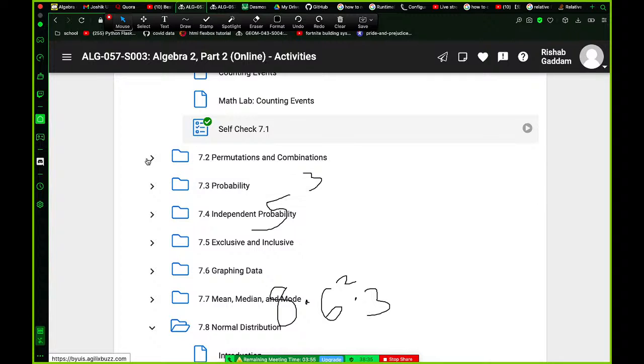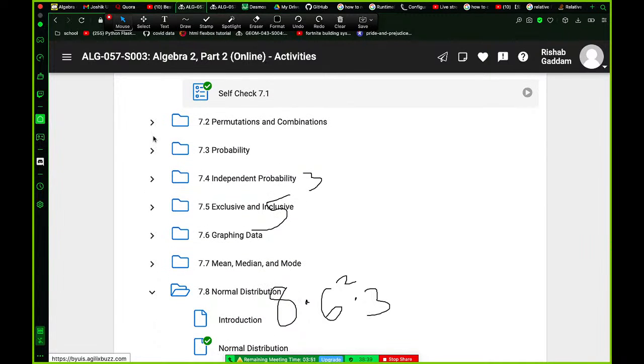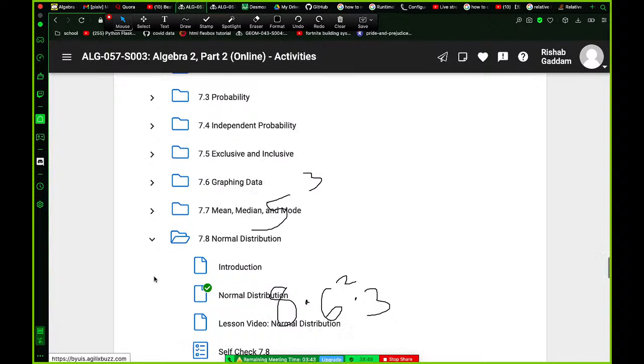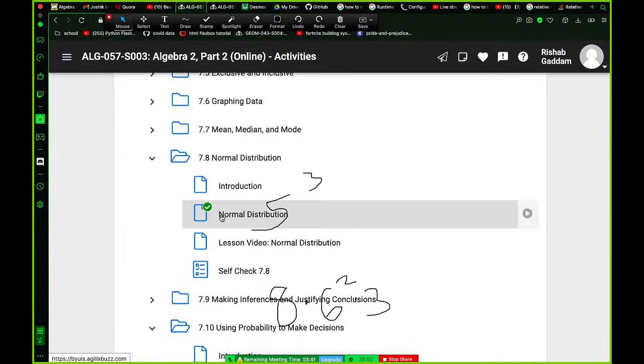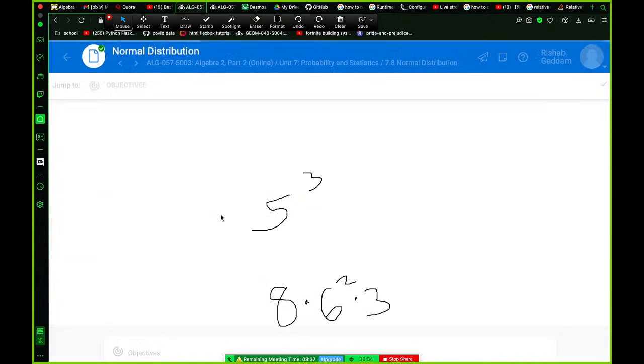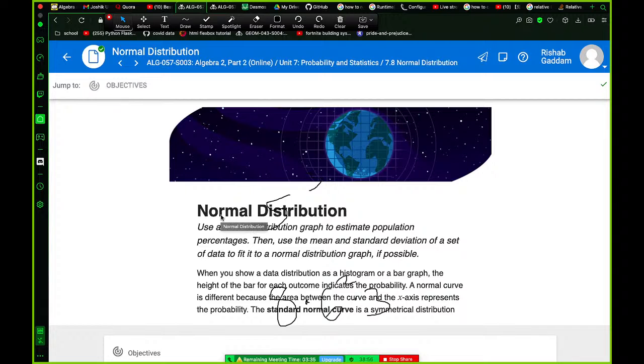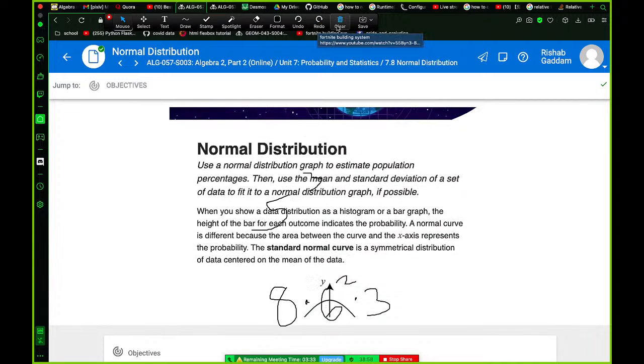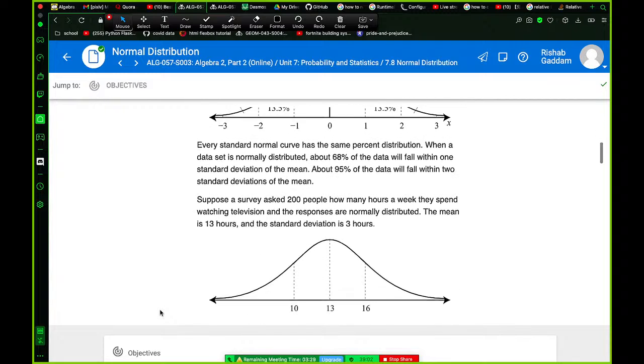Okay, so permutations and combinations are pretty easy. Independent probability. Okay, so let's talk about normal distribution. Normal distribution is pretty tedious, but it's still pretty easy. All of probability and statistics is like that. You just get huge numbers and stuff like that. Data science.